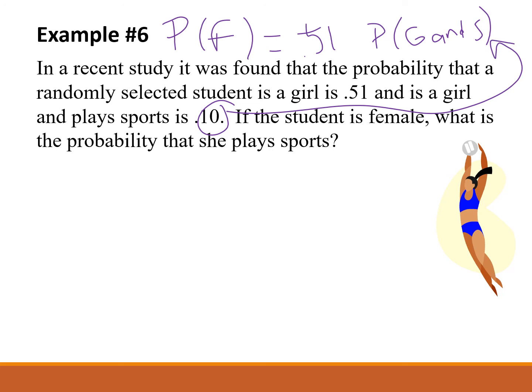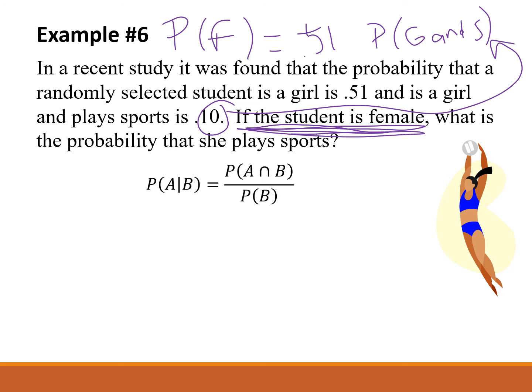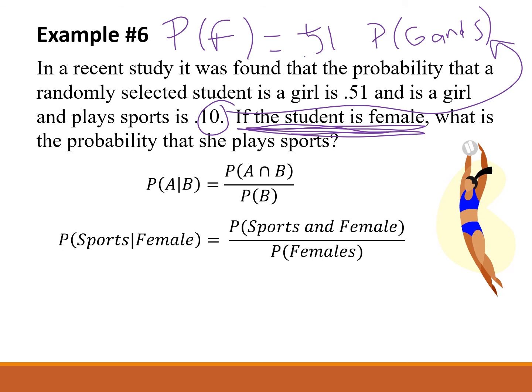All right, so now it says if the student is female, please remember your if you're given. What is the probability that she plays sports? So we need the probability of sports given that I picked a student who is female. So I have to put the probability of sports and female at the top over the probability of just being a female. I do that math and that's it. That is actually my last example.